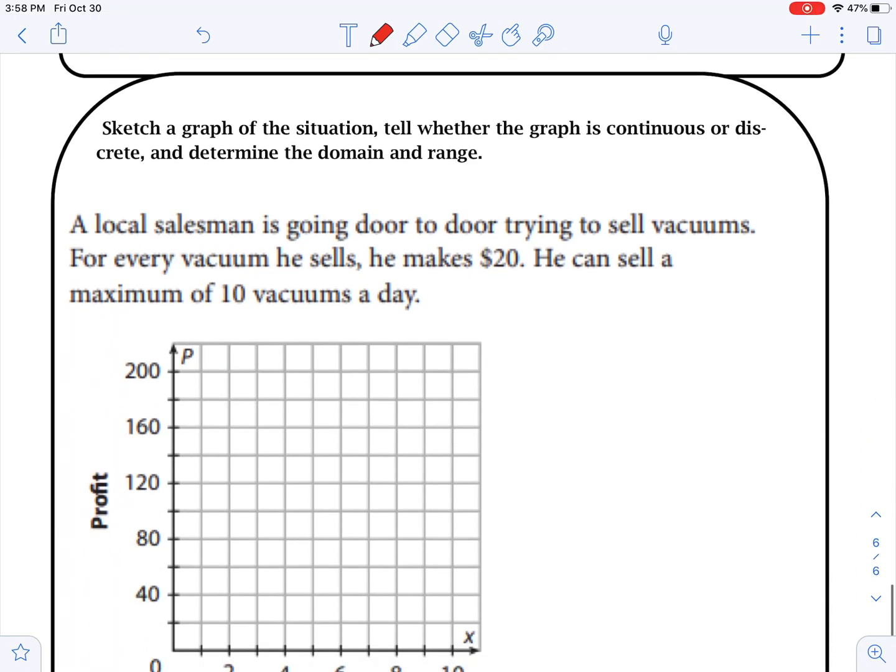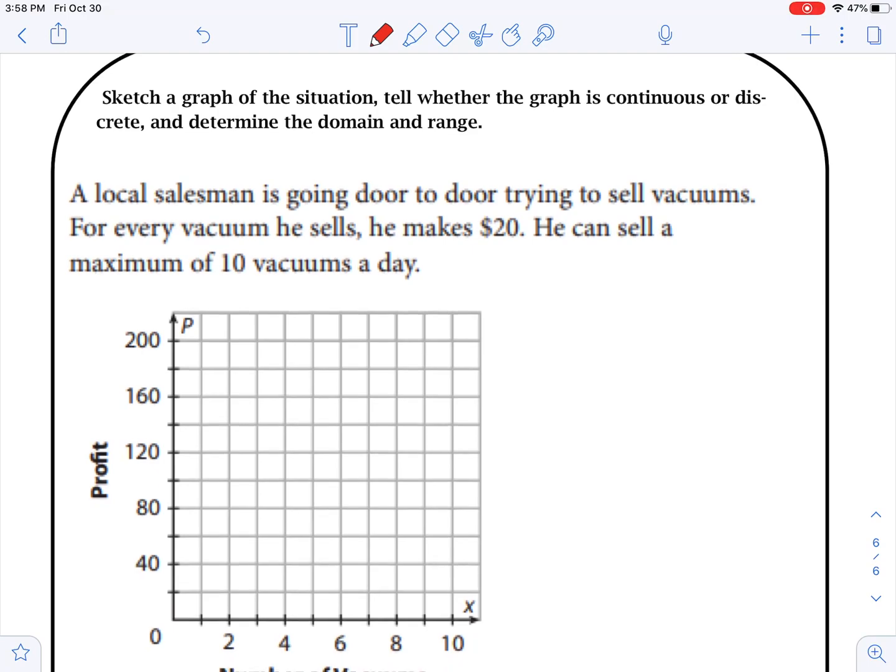And then lastly, you have this one where you sell a vacuum. For every vacuum he sells, he makes $20. Well, he can only sell 10 vacuums a day. So if he sells one vacuum, he gets $20. We're counting by 20. 2 vacuums, 40. 3, 60. 4, 80. 5, 100. 6, he gets 120. 7, he gets 140. 8, 160. 9, 180. And 10, he gets $200. So that's what our graph would look like.